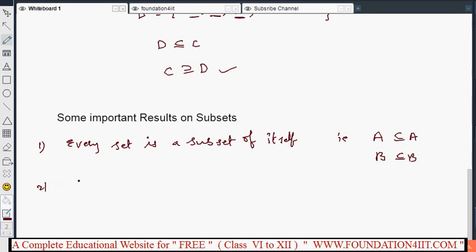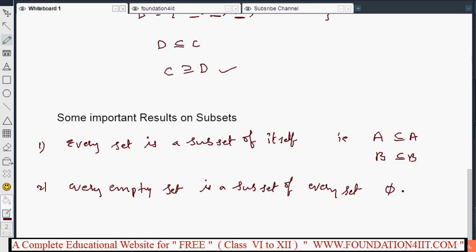Next, every empty set is a subset of every set. Every empty set is a subset of every set, because the set is already empty. So we can denote the empty set as null, which is a subset of A or a subset of B, anything you can take. The empty set is a subset of B, etc.